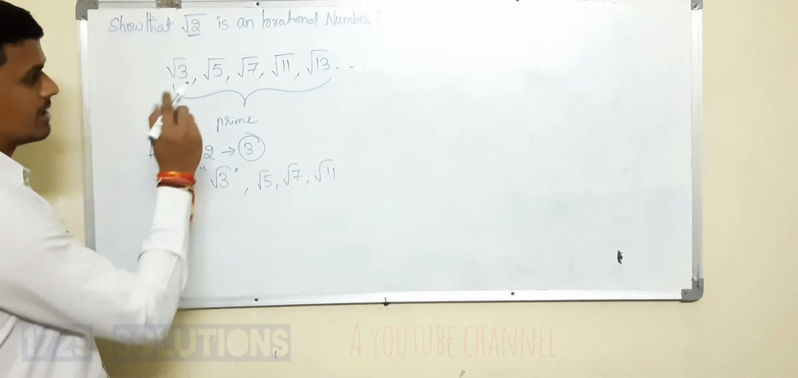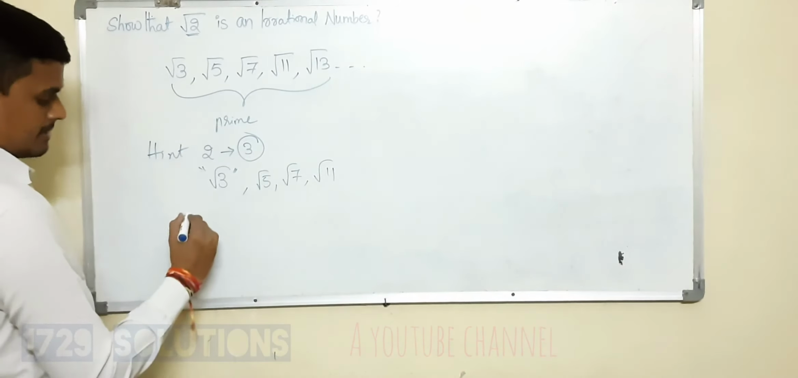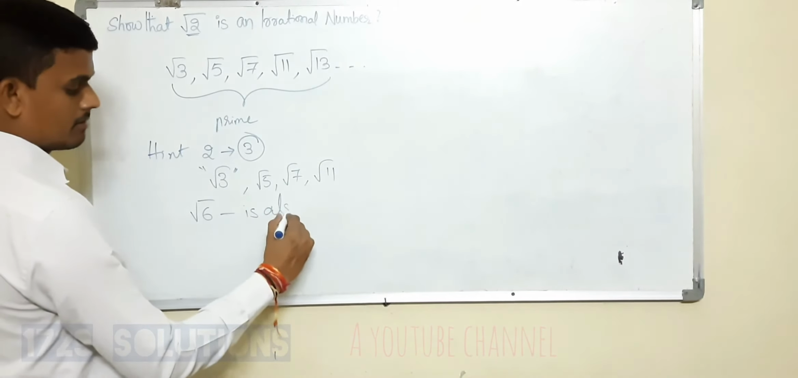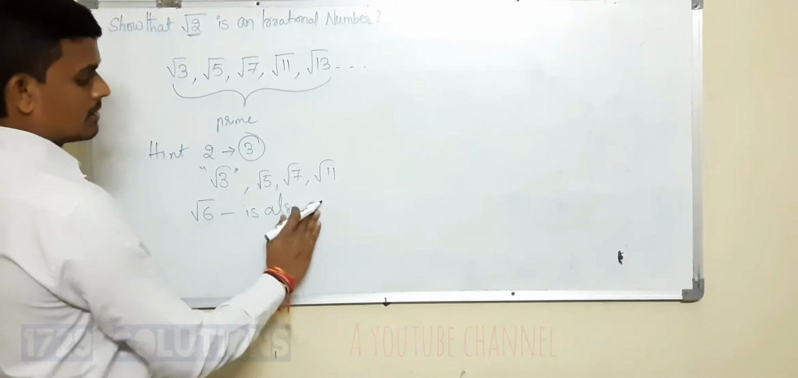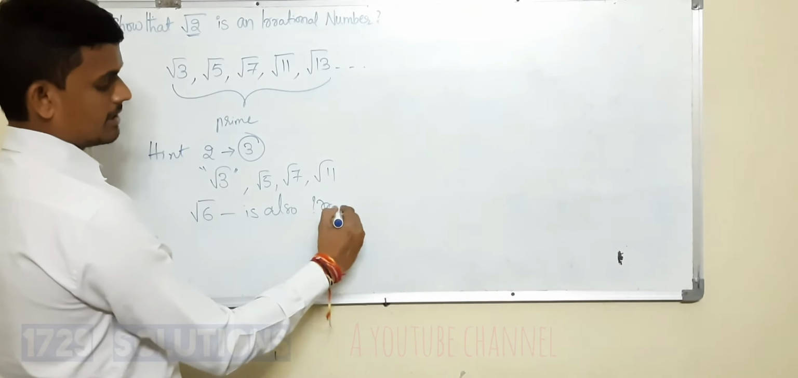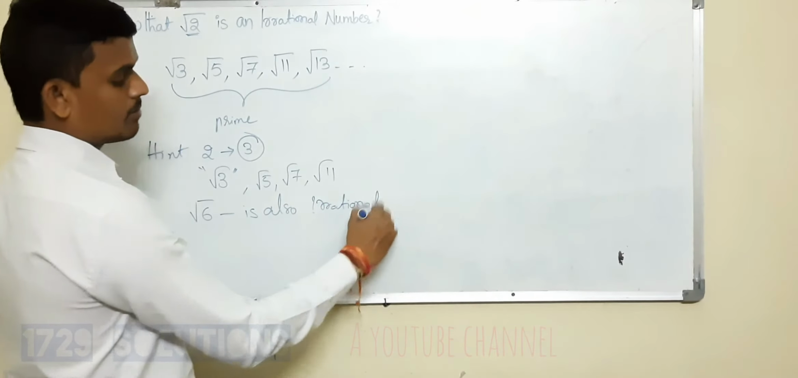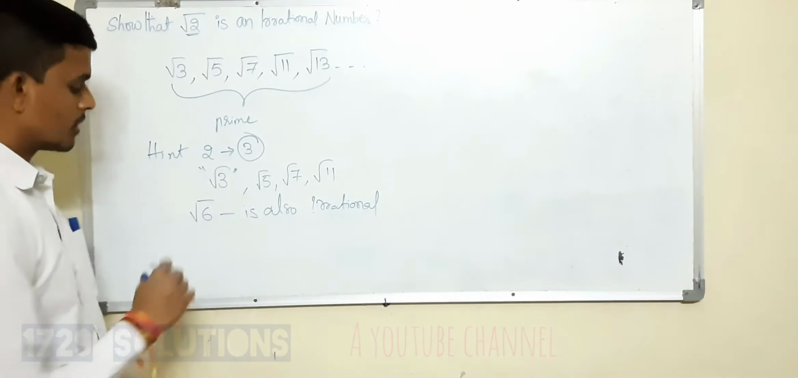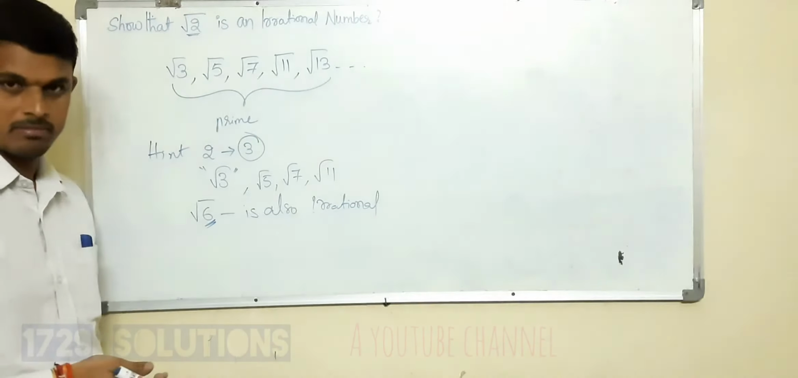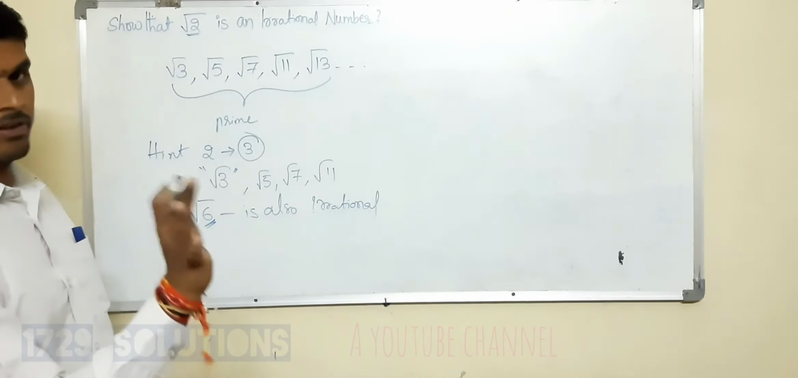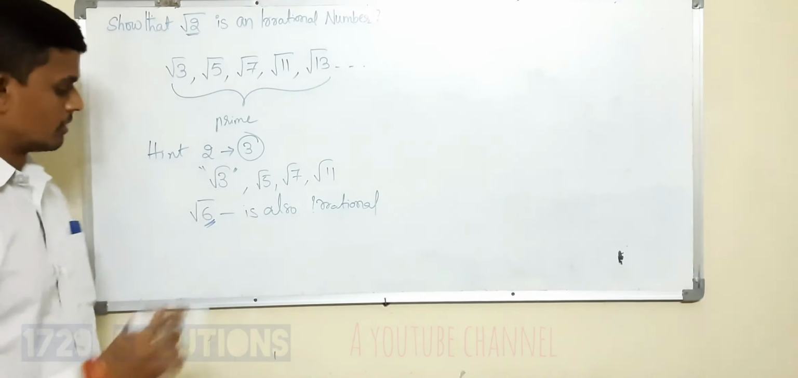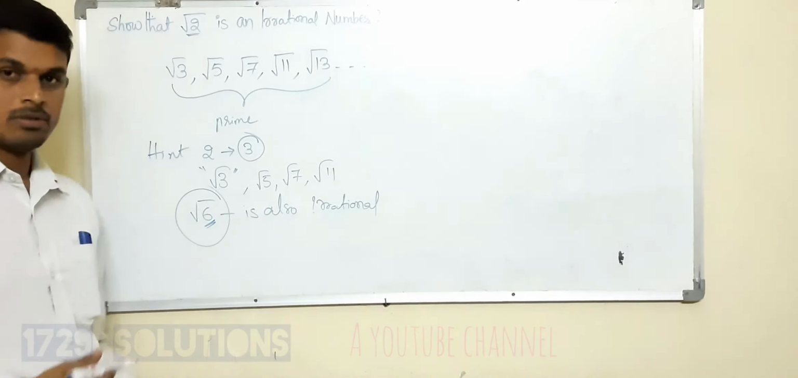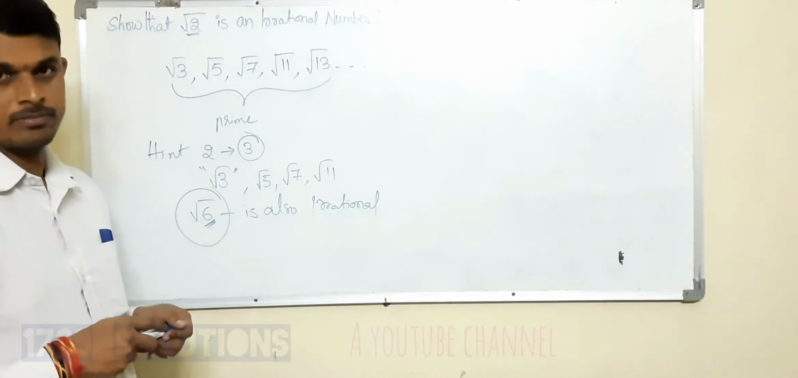Keep in mind one more thing, root 6. Root 6 is also an irrational number, no doubt, but we cannot prove that root 6 is irrational with this proof, because 6 is not a prime number here. So this proof is applicable only for prime numbers, keep in mind. Don't worry, in the next video I will show how to prove root 6 is an irrational number. Okay, everyone?